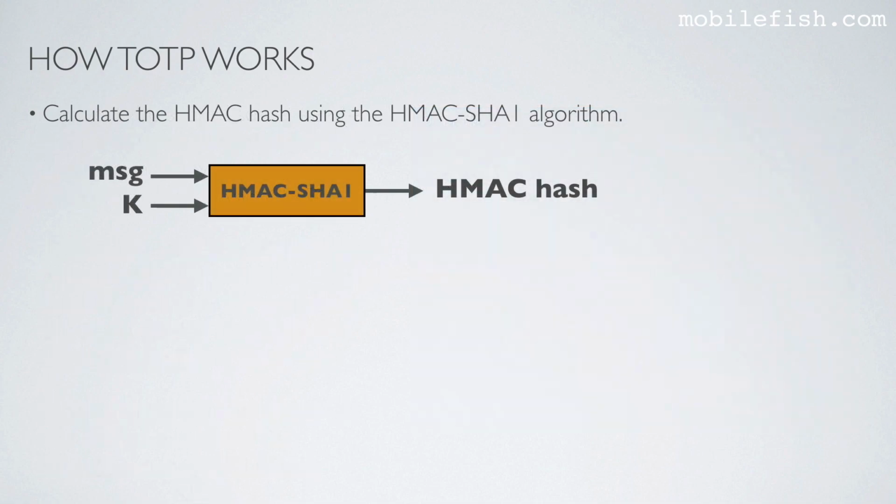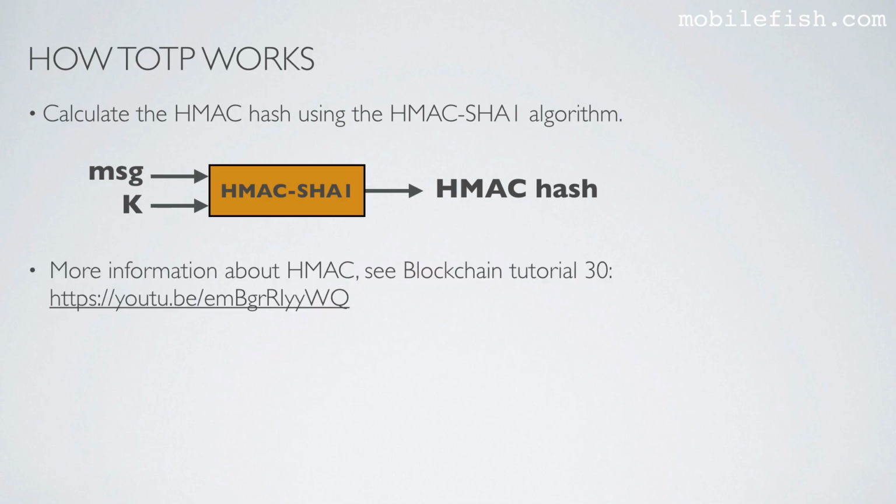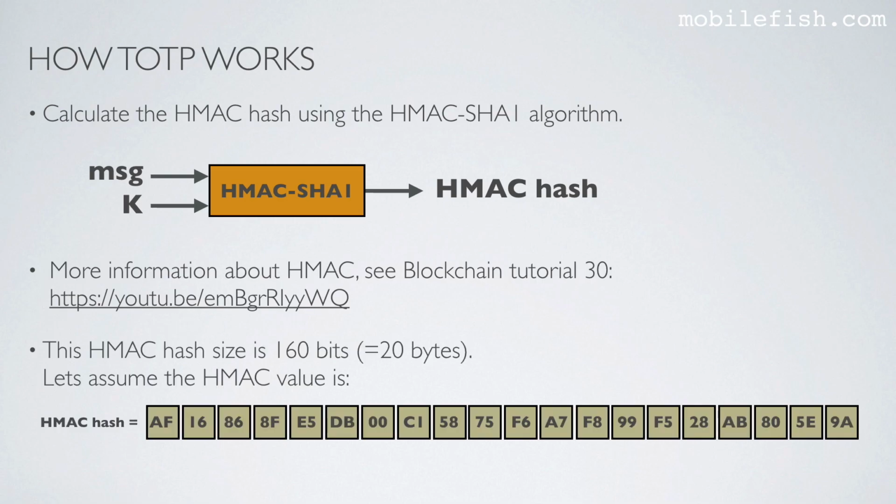Calculate the HMAC hash using the HMAC-SHA-1 algorithm. The HMAC-SHA-1 algorithm uses the message and variable k as input and outputs the HMAC hash. For more information about HMAC, see Blockchain Tutorial 30. See this link. This HMAC hash size is 160 bits, meaning 20 bytes. Let's assume this is the HMAC hash value. As you can see, it is 20 bytes long.